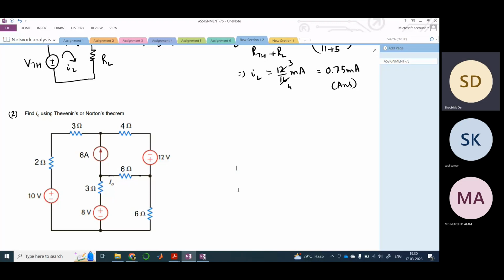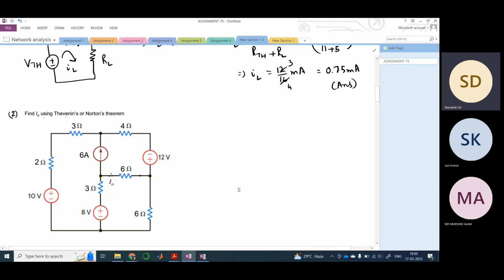Okay. So this is the second question, and this is a much more tricky question compared to the previous problem. And here you will see the importance of Thevenin's theorem or Norton's theorem. So we will be solving it both using Thevenin's and Norton's, and then we will try to verify the answer at the last.